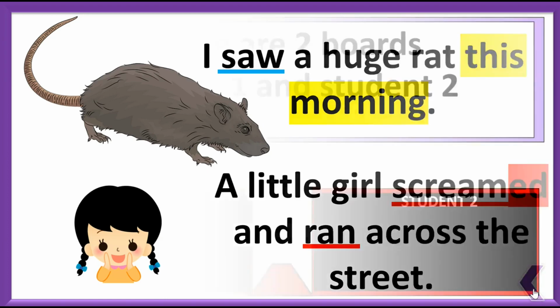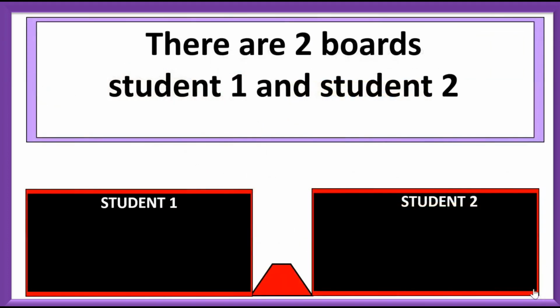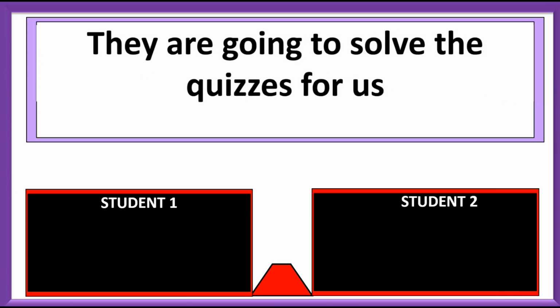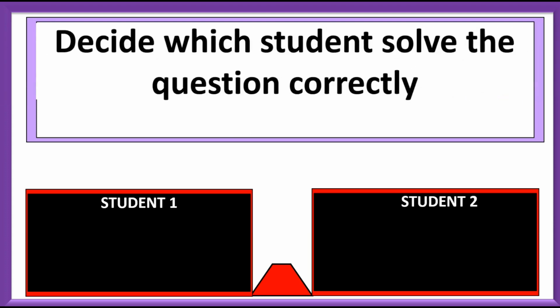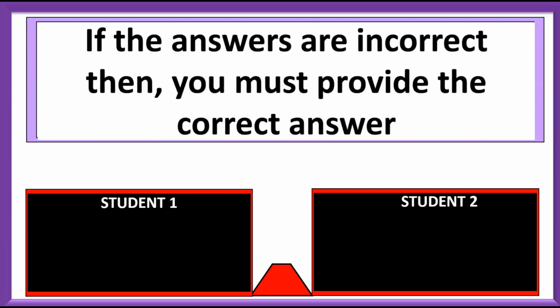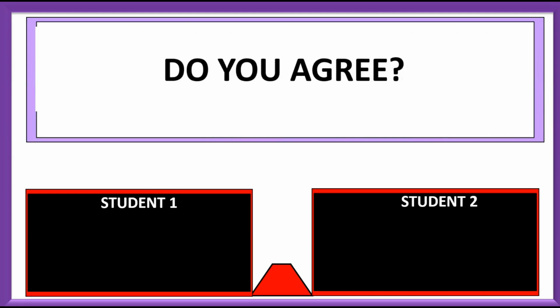So, let's begin. I have two boards, student 1 and student 2. They are going to solve the quizzes for us. Now, your job is simple. You are the judge and you will decide which student solved the question correctly. If the answers are incorrect, then you must provide the correct answer. Do you agree? Okay, let's begin.